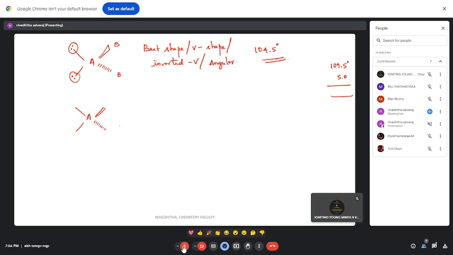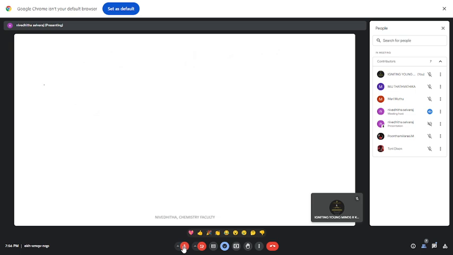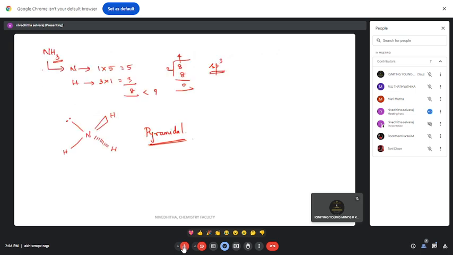How many lone pairs will we have in this case? We have only one terminal atom, so I'm going to fill this terminal atom here, and I have no chance to put a lone pair here also. So what would be the shape? It is linear again, and if it is linear, the bond angle is obviously 180. Okay. Now tell me, what is the hybridization of H2O?